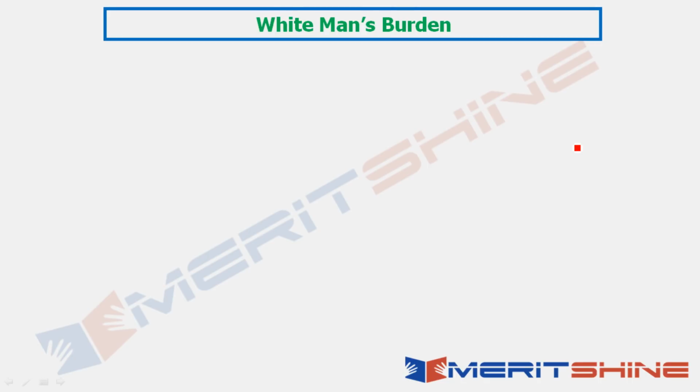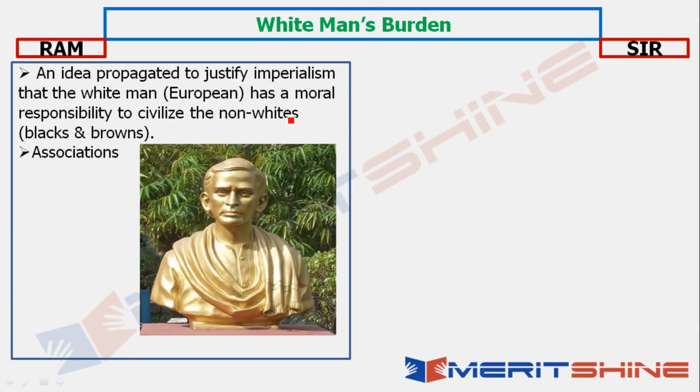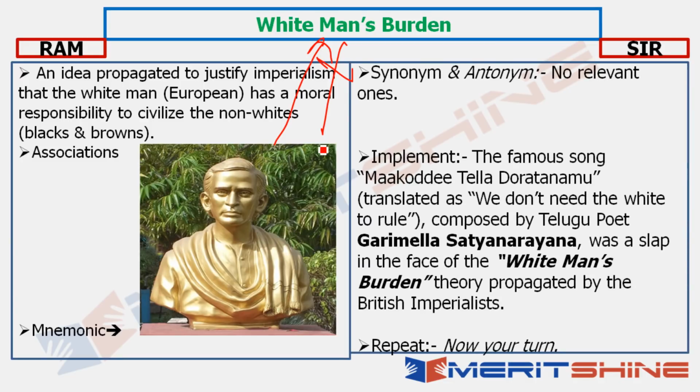Now, the first one among them, white man's burden. The word means it was an idea propagated to justify imperialism by the white man. A white man is the European, that he has a moral responsibility to civilize the non-whites, blacks and browns, right? So that's white man's burden. Now, the hero of this word is one who was against this white man's burden concept. I'll come to it. Who was it? This is Garimela Satyanarayan, and I'll give you his life story.